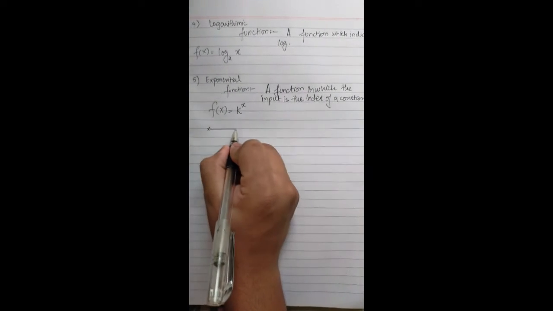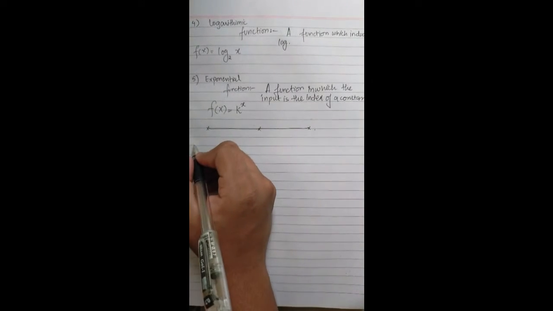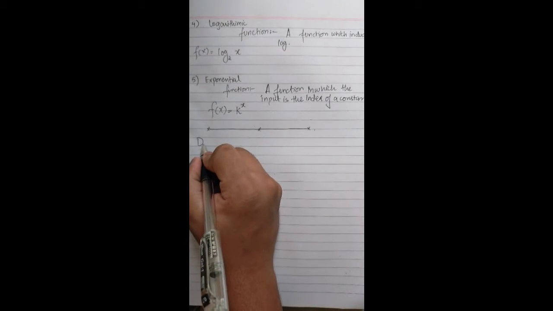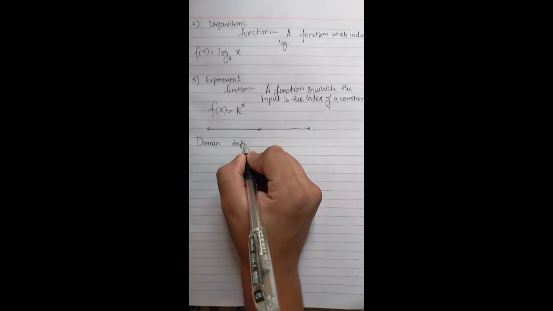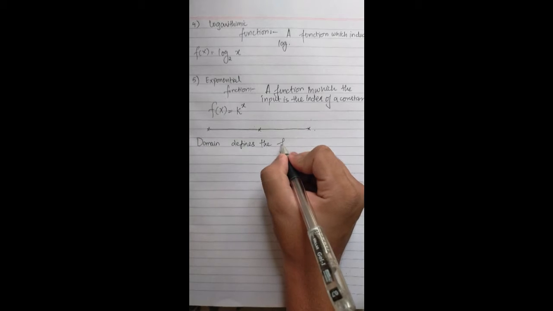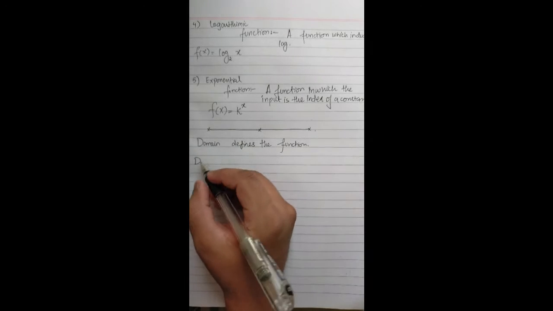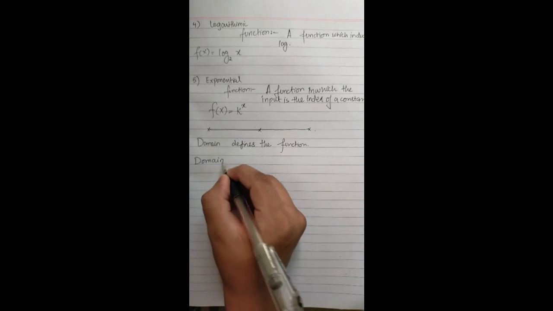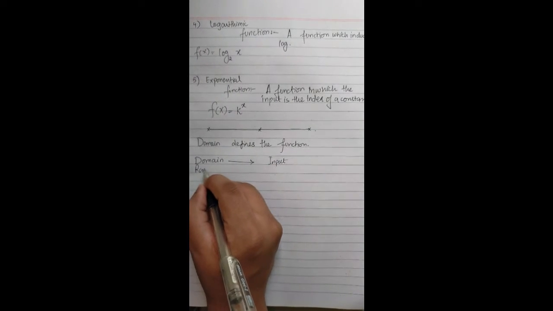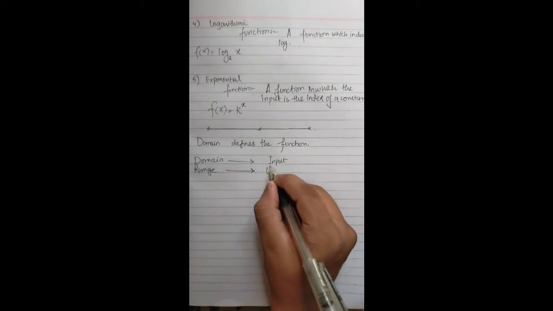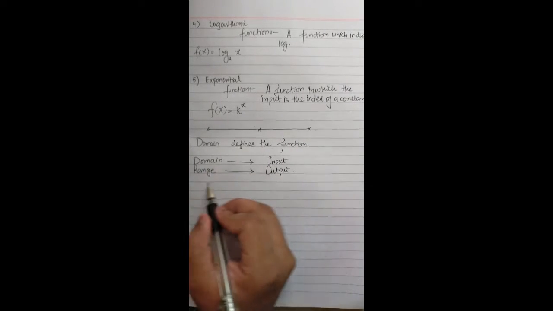Now we will be understanding a bit about domain and range in detail. So domain, I told you, is what defines the function. First you need to clarify that domain is the input and range is the output. So for input I will be calling domain and for output I will be calling range.